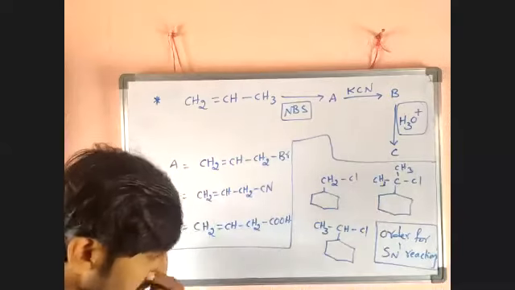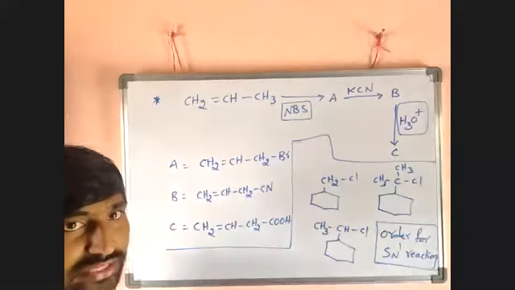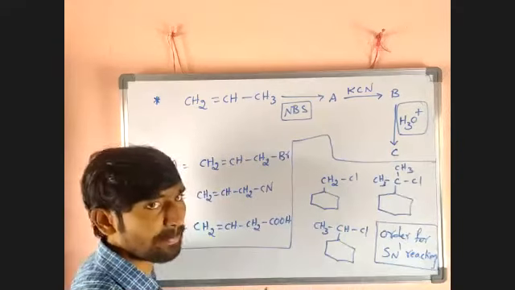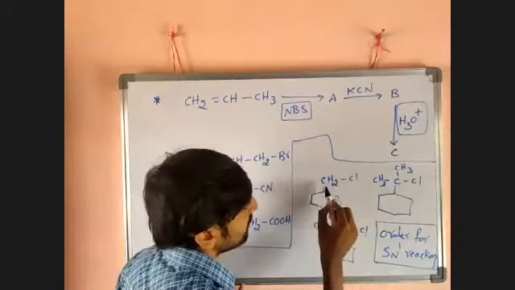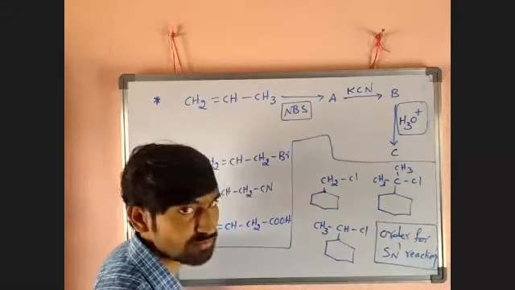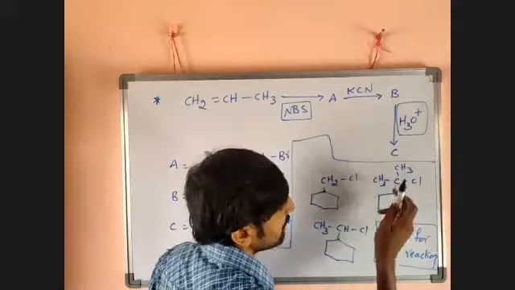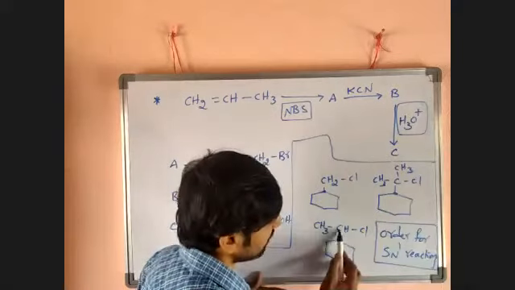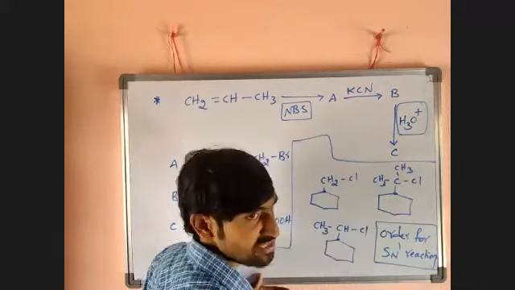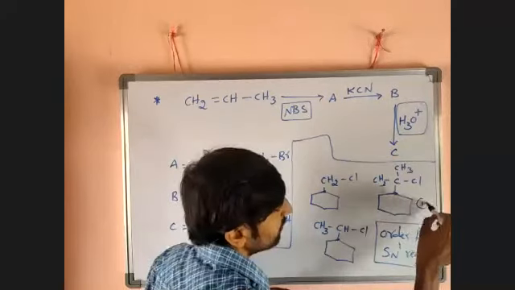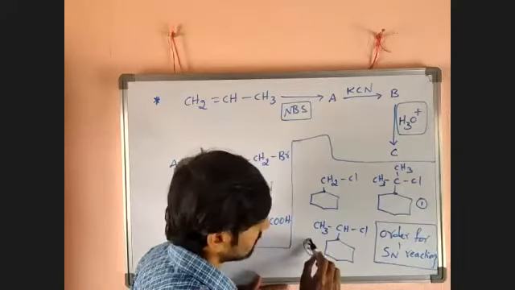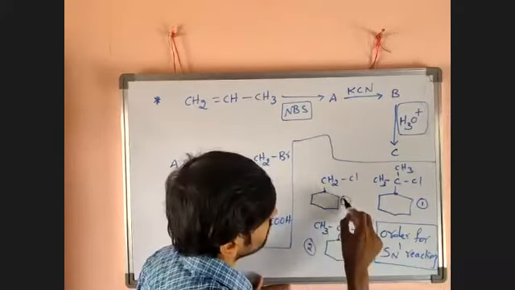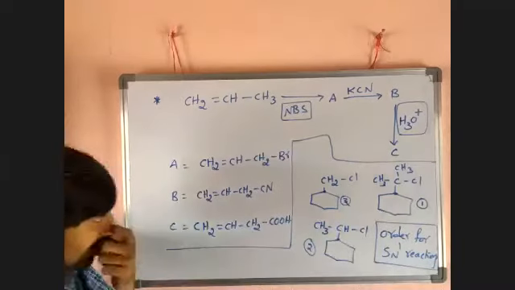If you turn the pages, you will see the reactivity order of SN1 reaction. Reactivity order of SN1 reaction is tertiary greater, secondary greater, primary. Now look here. This carbon is linked with only one carbon atom, so it is primary. This carbon is linked with 1, 2, 3, it is tertiary. This carbon is linked with 1, 2, it is secondary. Tertiary is more reactive than secondary, secondary is more reactive than primary. Go down quickly.